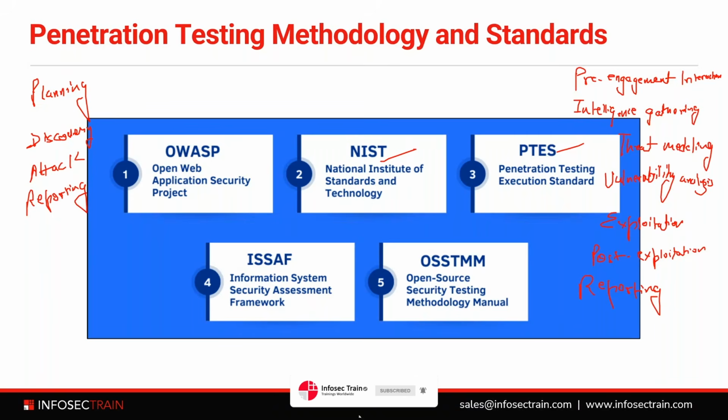So these are the steps in PTES. Then we have ISAF, Information System Security Assessment Framework. So there is an Open Information System Security Group, right, who developed this ISAF methodology, right? It is not generally used nowadays because it is outdated, right? So it has three core phases.